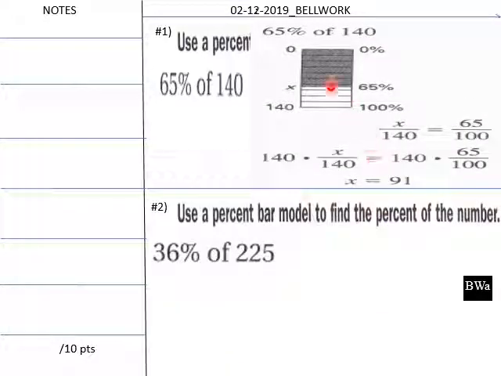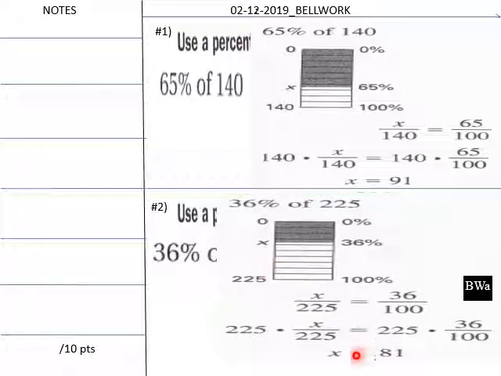Okay, here would be an example of a model. If you didn't get it, then sketch this in, or you could form a proportion to find this. In this case, x would equal 91. And then down here, x would equal 8.1. These would be the visual representations of these percents.